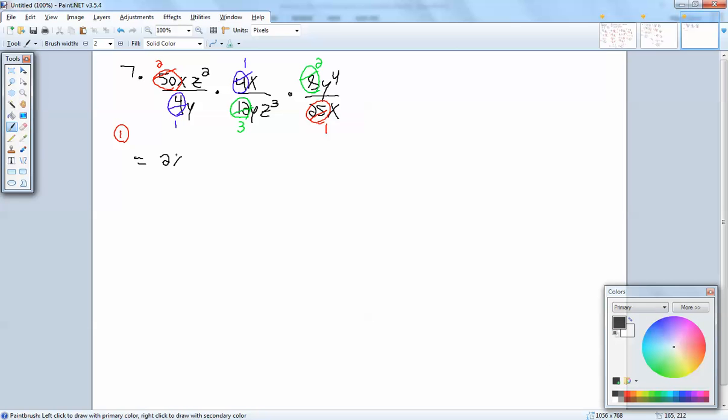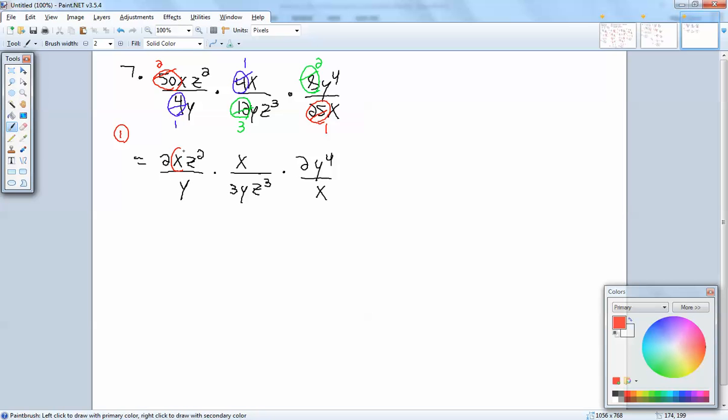So we're left with 2xz squared over 1y, or just y, times 1x, or just x, over 3yz to the third, times, and we got a 2, y to the fourth over 1x, or just x. Now let me double check myself. 2xz squared, 1y, x, 3yz to the third, 2y to the fourth, and then x. Okay.